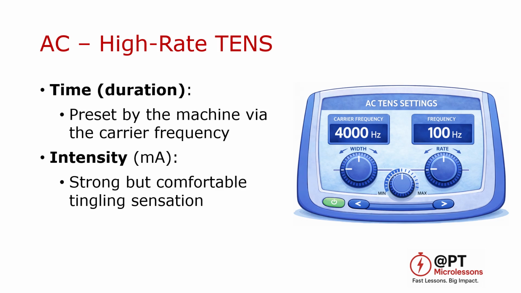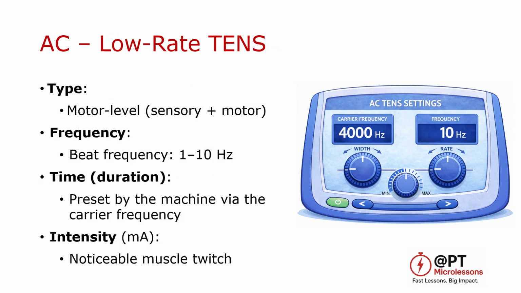As I mentioned earlier, a key difference with alternating current is that the time or duration is preset by the machine's carrier frequency and is not directly adjustable. In this example, the carrier frequency is set to 4000 Hz, which is commonly used for alternating current waveforms such as interferential and premodulated. Now we can wrap up with intensity, which should be increased to produce a strong yet comfortable tingling sensation.